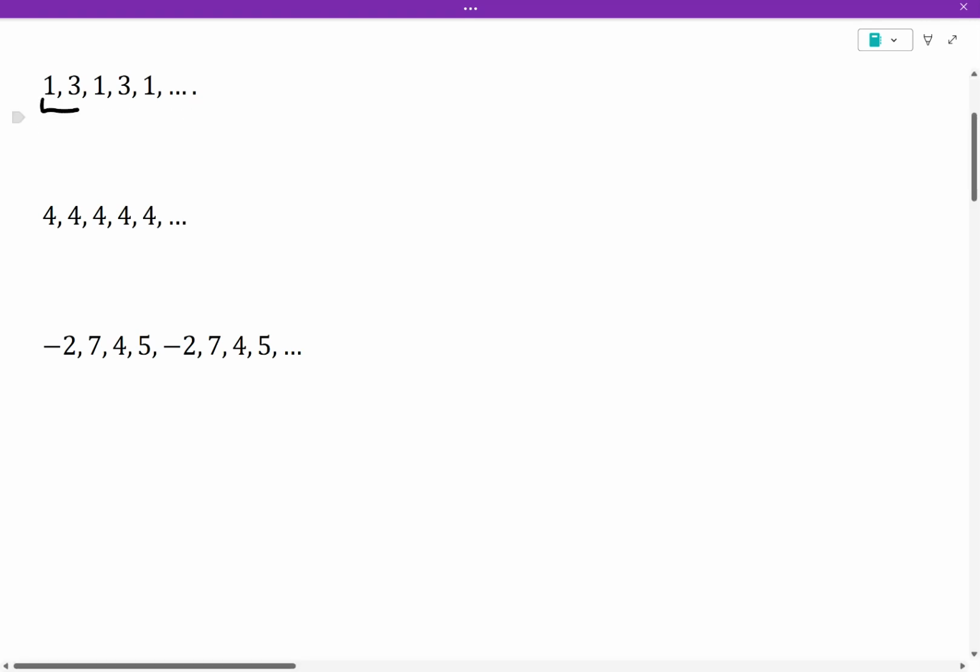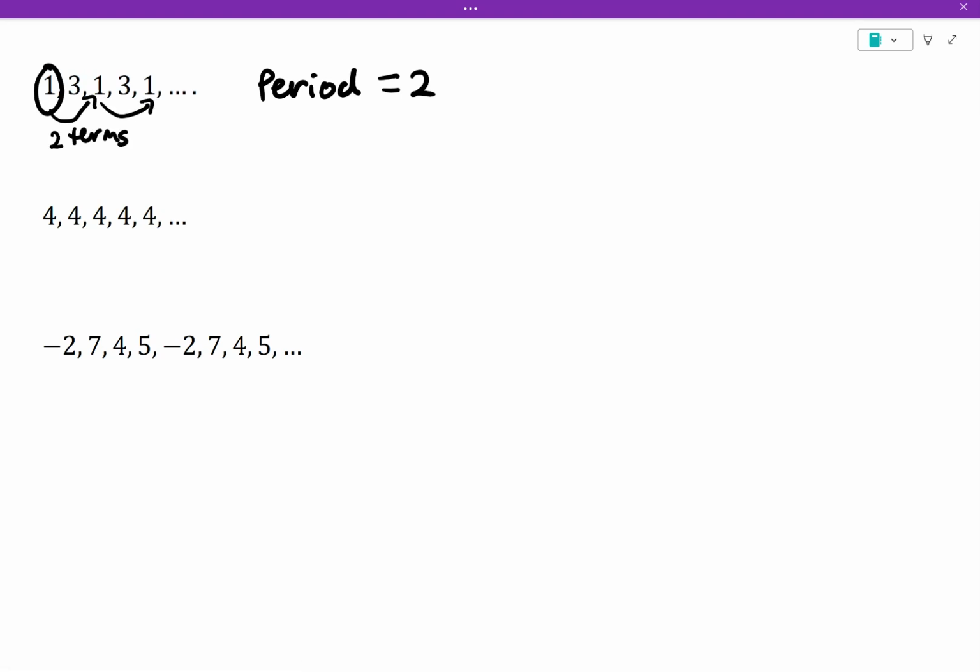We've got 2 terms here, which are 1 and 3, then another 2 here, 1 and 3, and so on like that. So we would call this sequence periodic, and I would say that the period of the sequence is equal to 2, since it repeats every 2 terms. If you take any term, for example, the 1, and skip on 2 terms, you get 1 again, and if you skip on 2 terms again, you get 1 again, like that.